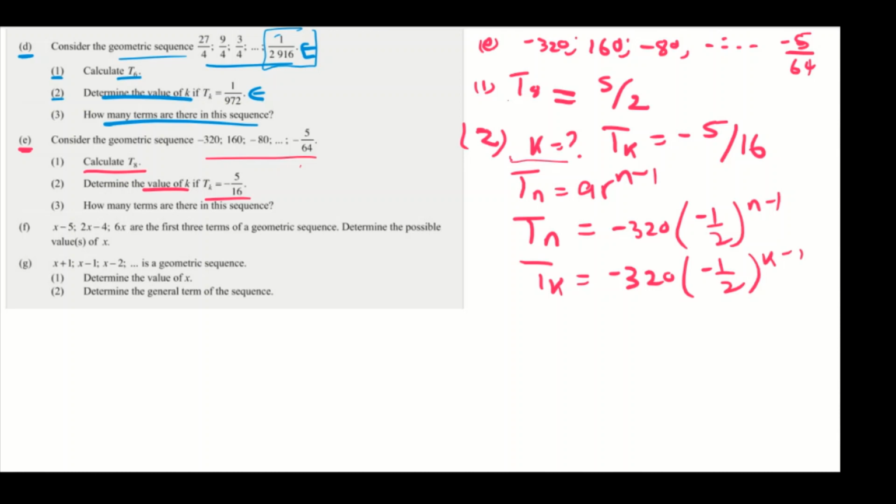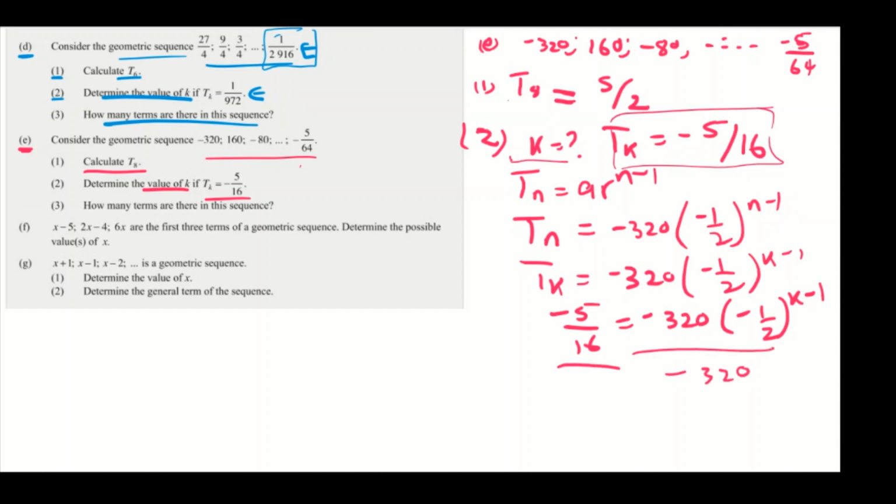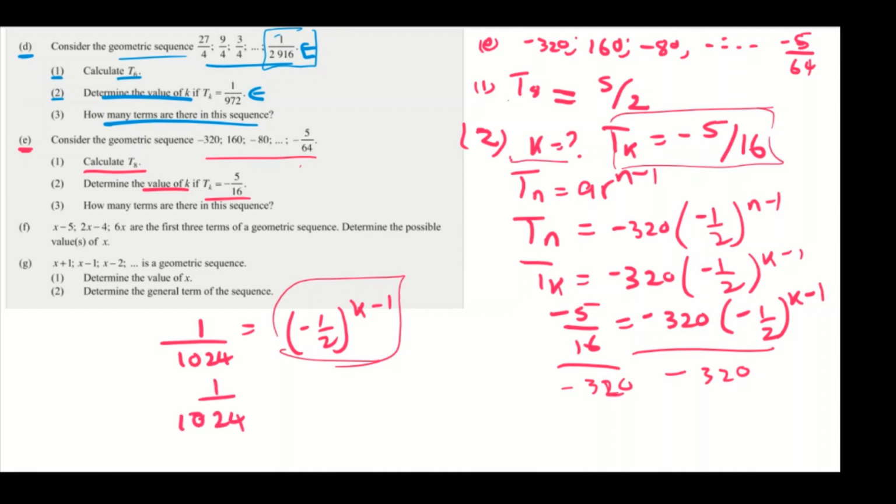Right, k minus 1, and then t k is equal to this here, so minus 5 over 16 equals minus 320 into minus 1 over 2 to the power of k minus 1. So this is k minus 1, and then divide by minus 320 both sides. So what we're going to have is 1 over 1024 equals minus 1 over 2 to the power of k minus 1. We expand this here, so it's 1 over 1024 equals minus 1 over 2 to the k multiplied by minus 1 over 2 to the power of minus 1.